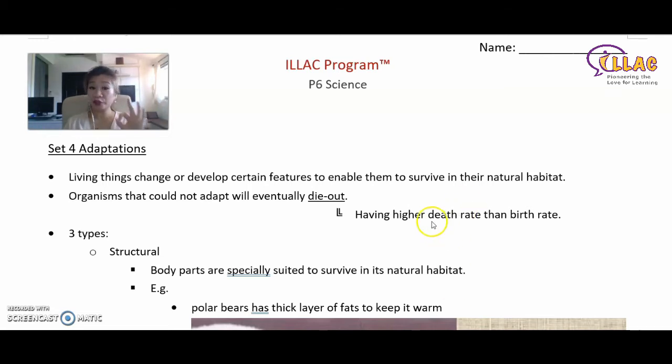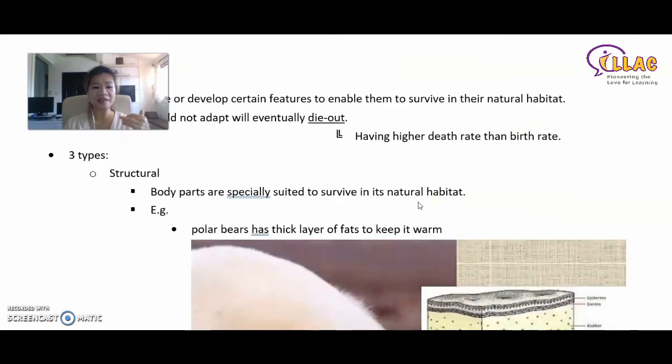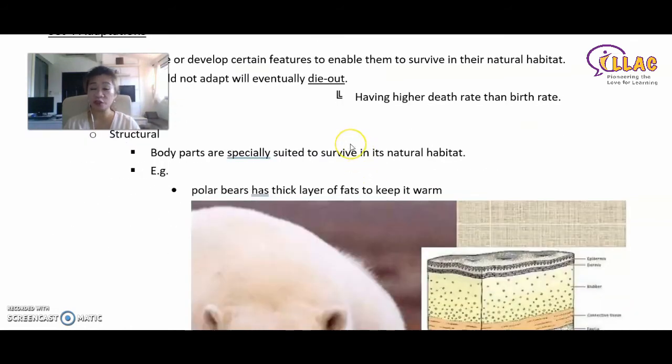Okay, so there are 3 types of adaptations, namely the structural, the physiological, and the behavioral. So let's look at the structural first. Body parts are structurally suited to survive in its natural habitat. For example, there will be many pictures that's coming up. So this video is like a compilation of knowledge that you need in order to score for this chapter.